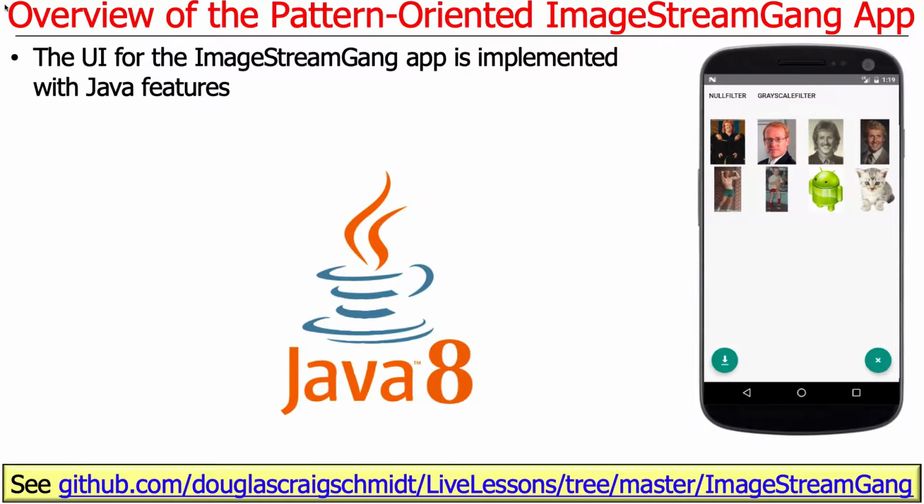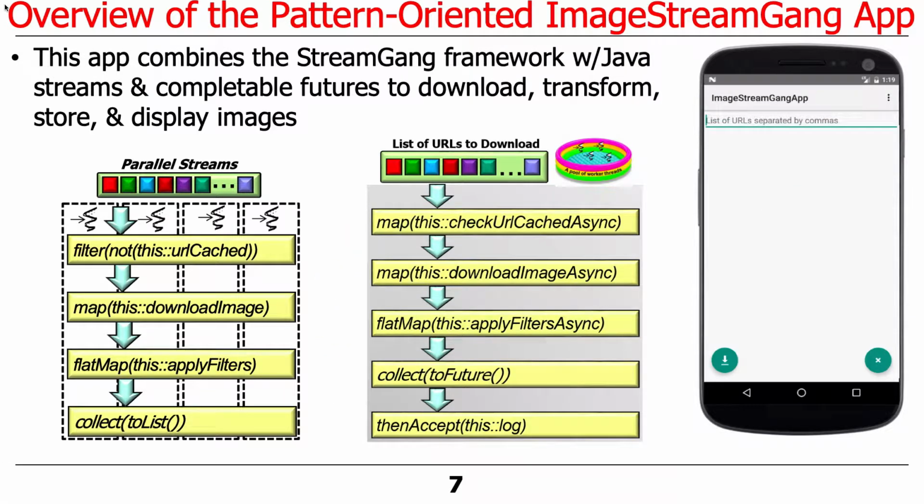So the user interface for the ImageStreamGang app is implemented with various Java features. This app combines the StreamGang framework with Java streams and parallel streams and completable futures to download, transfer, store, and display images in a couple of different ways. And as usual, just for fun, we have a sequential version kind of as a baseline to show how slow things can be. And then we have various parallel approaches that will demonstrate the benefits you get from parallel processing. And it also is cool because, as we'll see, we can compare and contrast the parallel streams approach, which is a fundamentally synchronous approach, with completable futures, which is a fundamentally asynchronous approach.